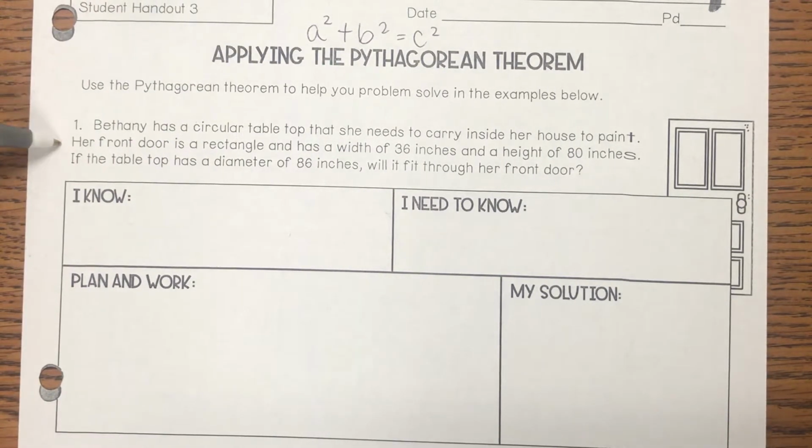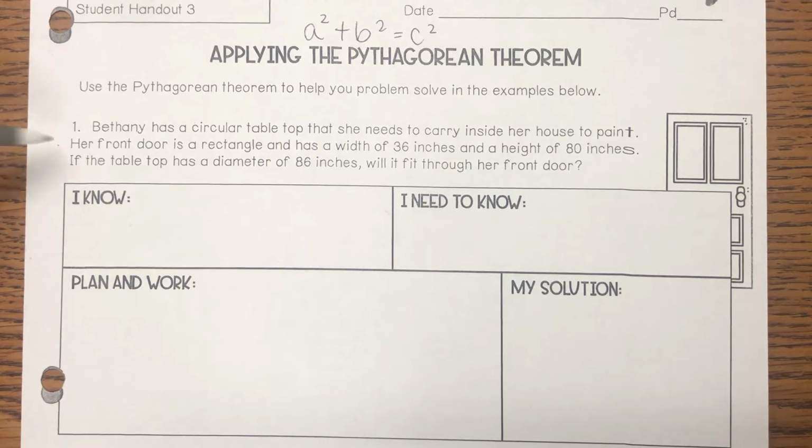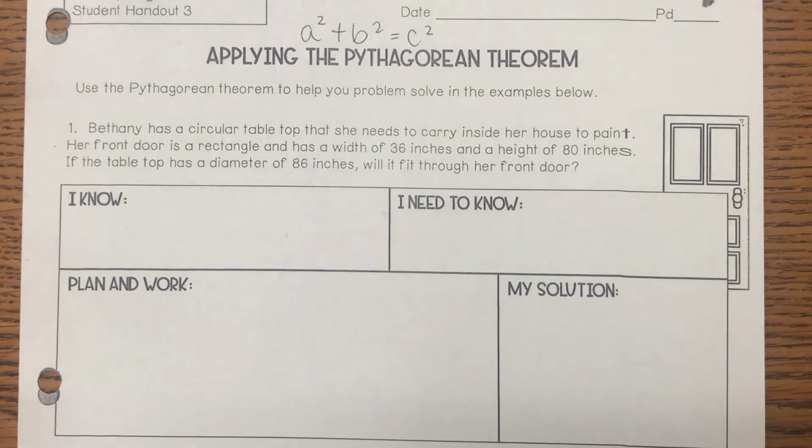In this first example, it says, Bethany has a circular tabletop that she needs to carry inside her house to paint. Her front door is a rectangle and has a width of 36 inches and a height of 80 inches. If the tabletop has a diameter of 86 inches, will it fit through the front door?